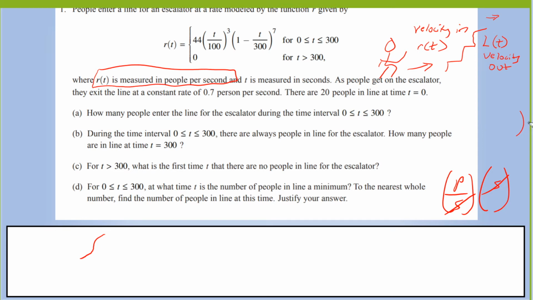Okay. So we want to integrate, which means we're multiplying our units together. So I've got our people per second is RT times how much seconds have passed, dt, the change in time. Okay, from second number 0 to second number 300 should give me the total people who entered the line.